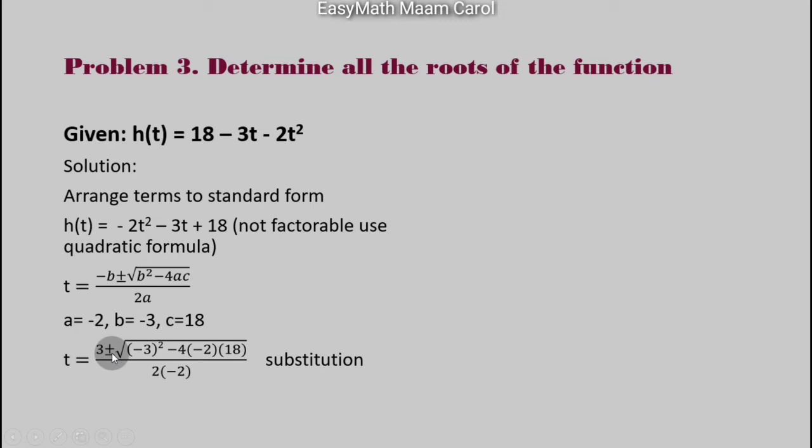So, plus, minus, just copy it. And then, b squared is the quantity negative 3 squared minus 4. Then the value of a is negative 2. We put it in parentheses so it won't be confusing. And then the value of c is 18, all over 2a, so 2 times negative 2. So, by substitution, be very careful when substituting. You might make a mistake like this. It was already negative, so when you negate it, it becomes positive now.